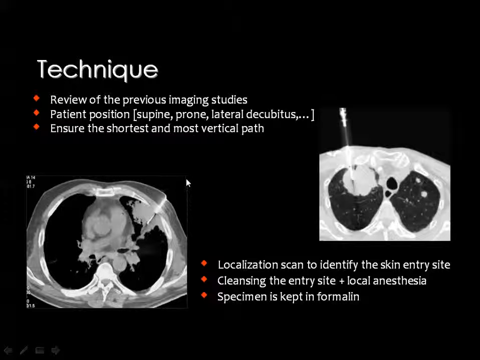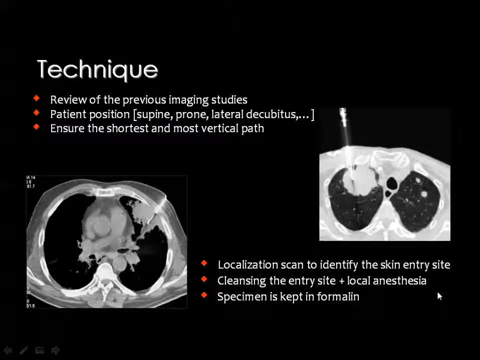But whenever you are selecting an oblique approach like this, then the adjustment of the angle of the needle will be somewhat difficult. Then a localization scan is obtained to identify the site of skin entry, and you mark the site of the skin entry with a marker on the skin of the patient. Then you perform an adequate sterilization of the site of entry and give some local anesthesia.